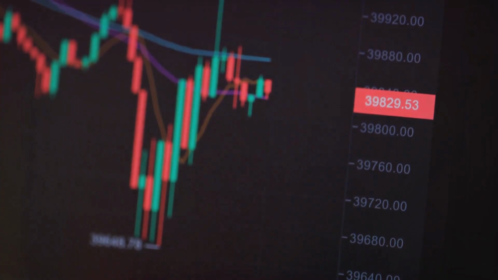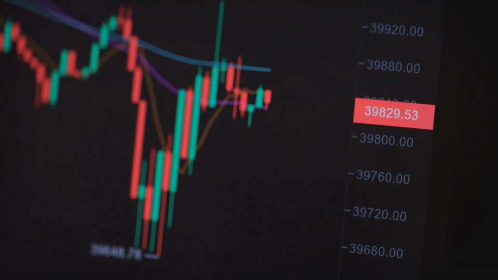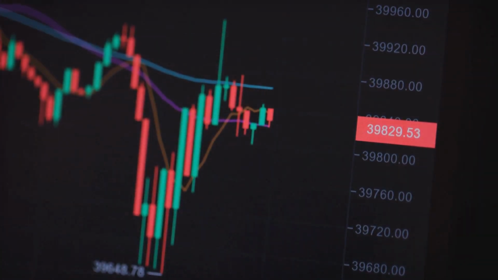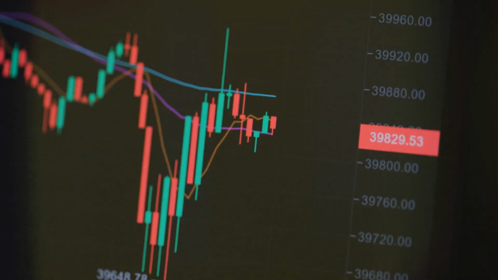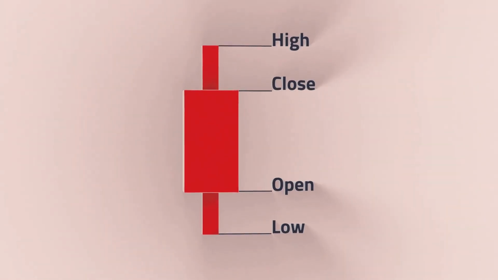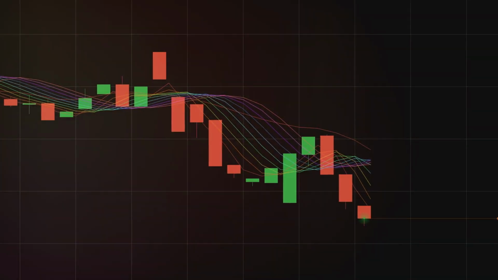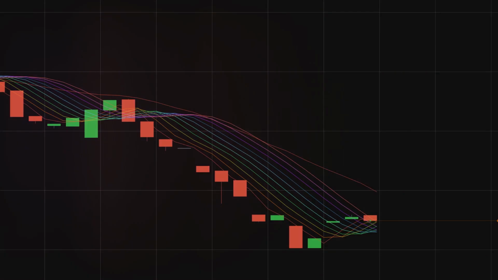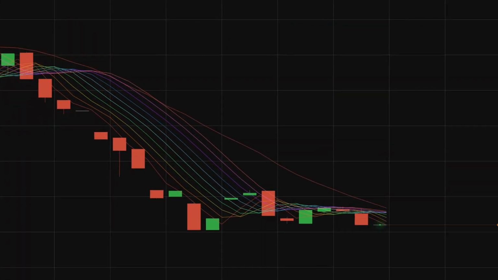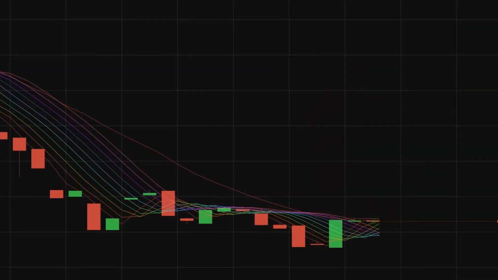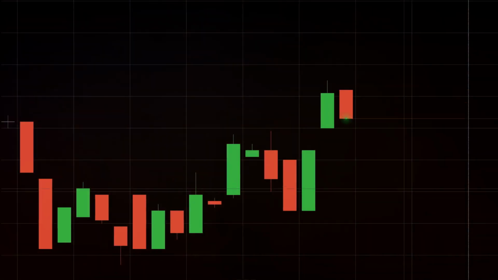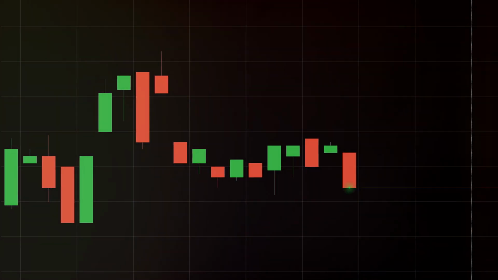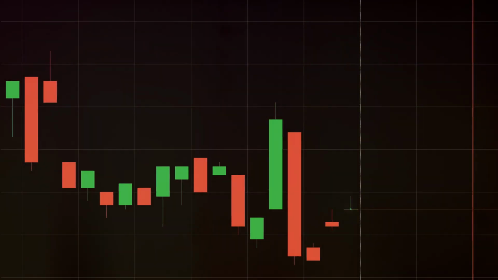Additionally, certain candlestick formations, such as the hammer, the engulfing pattern, and the shooting star, can provide further insights into market dynamics and potential turning points. Among the many candlestick patterns, the doji holds a unique place, often signaling a moment of indecision or a potential shift in momentum. A doji candlestick forms when the opening and closing prices are virtually equal, resulting in a very small body. This pattern suggests that neither buyers nor sellers have gained control, leading to a standoff.